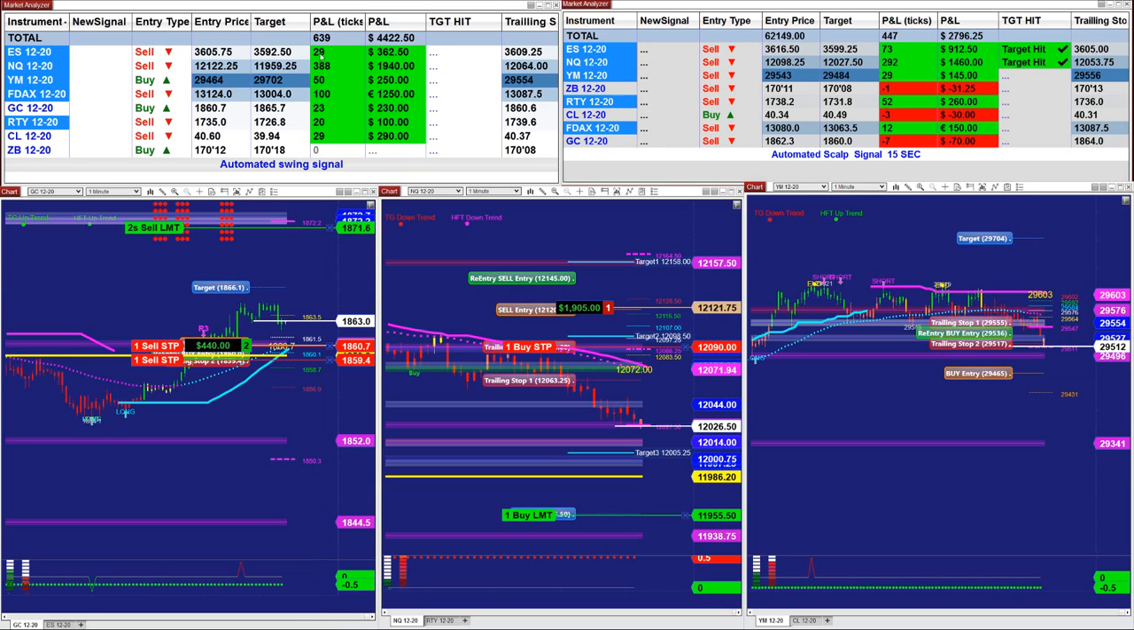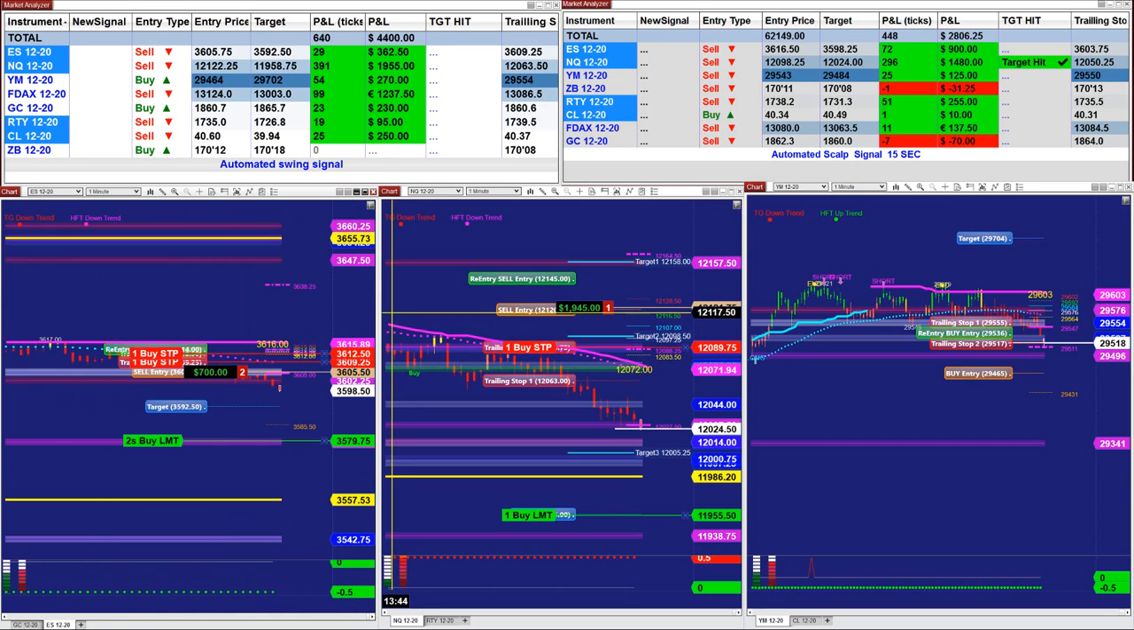Right now, on the last entry signal on the market analyzer, we have 630 ticks based on one contract. We have the ES entry. This is the gold, but this is the ES entry: 3605.75, target 3592, based on one contract.